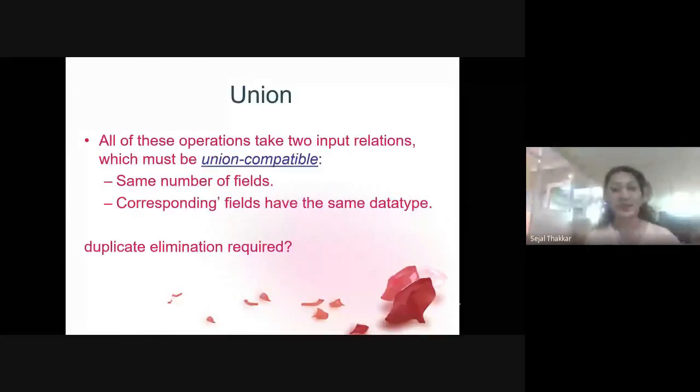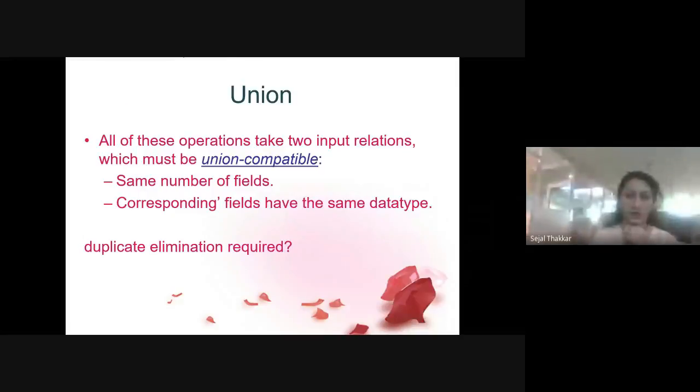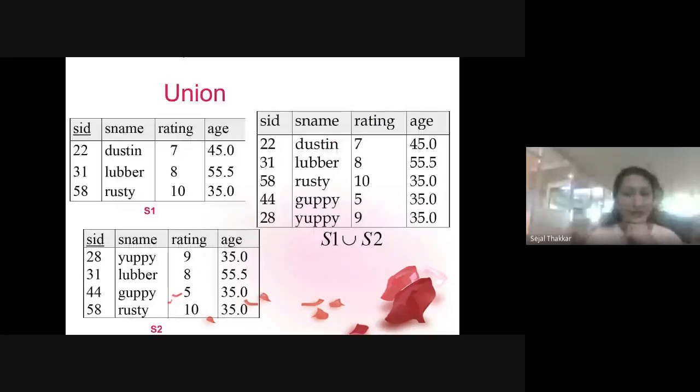Next operator is the union operator. This operator requires two tables, two input relations, because it is a binary operator. You cannot apply this operation on a single table. It will retrieve all the rows from both the tables, and it is going to eliminate the duplicate rows.